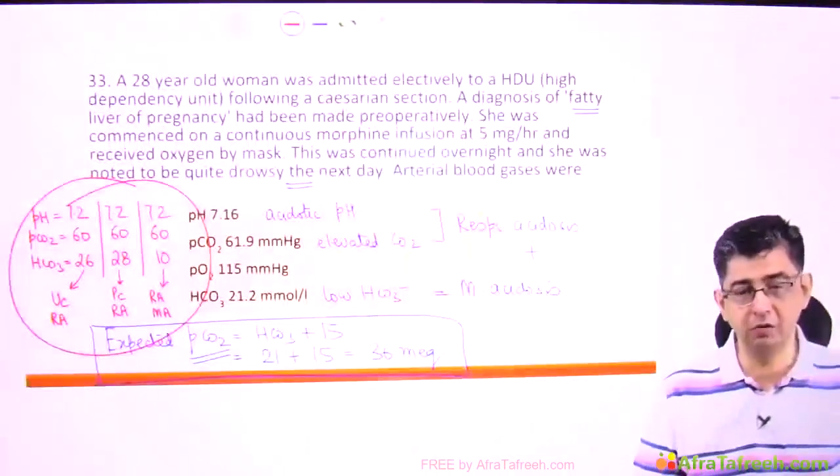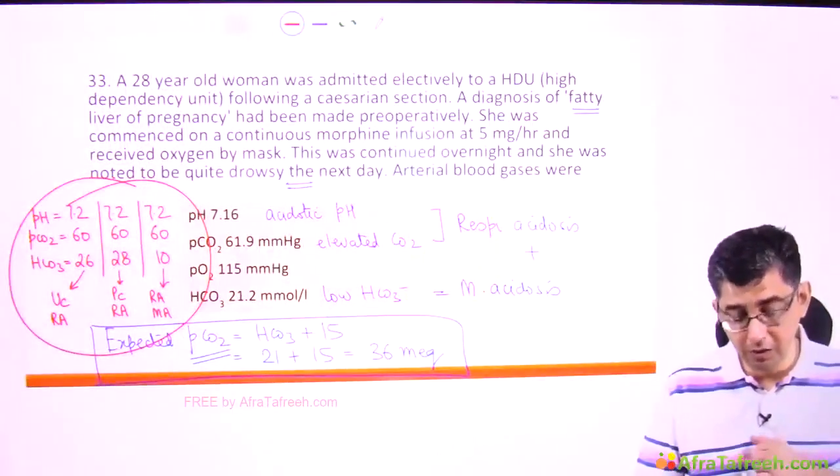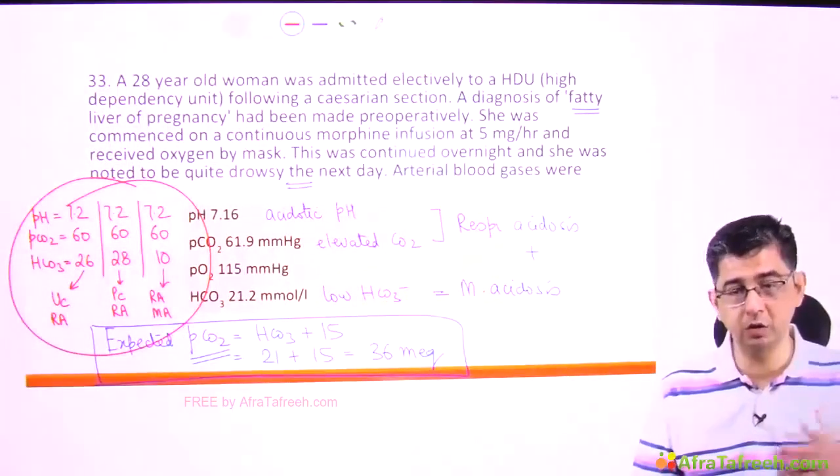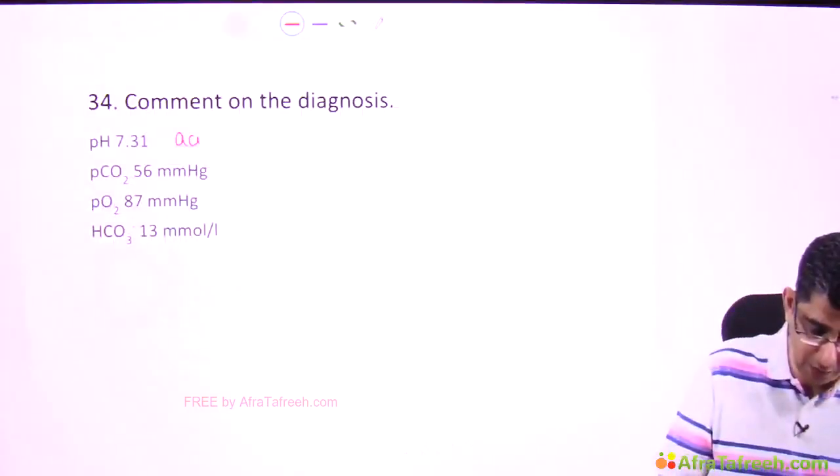You don't really need to be bothered, because he himself tells you morphine infusion, and even if he gives you mathematical values, I think mathematics in this topic is relatively easier than the theory component. In the next question, you are having an acidotic pH.